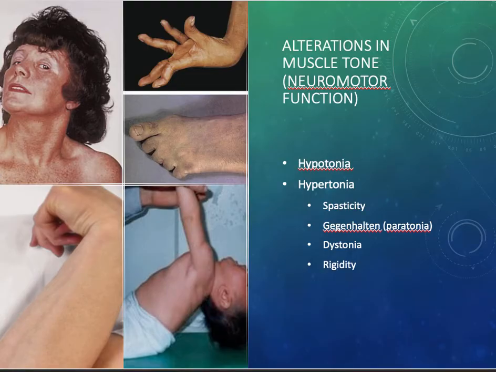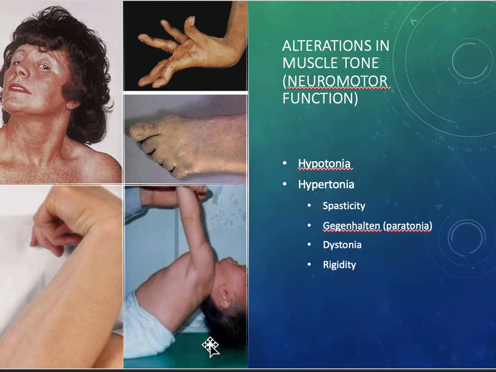And we also have alterations in muscle tone. So with neuromotor function, hypotonia. This picture here, of the toddler who is being picked up, is an example of hypotonia. So they can't voluntarily move very well. We have very limited movements. We have very weak movements. That's hypotonia. Now, there's several types of hypertonia.